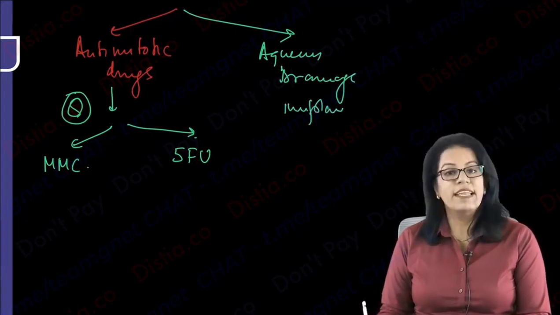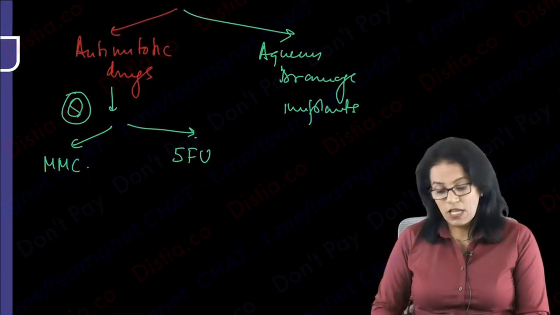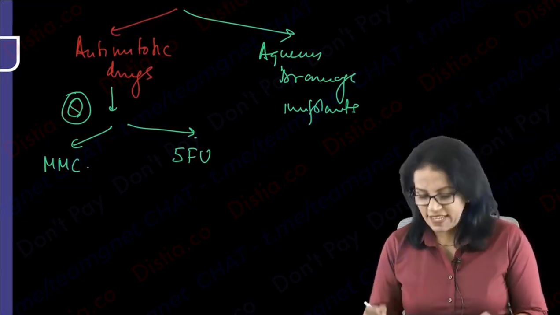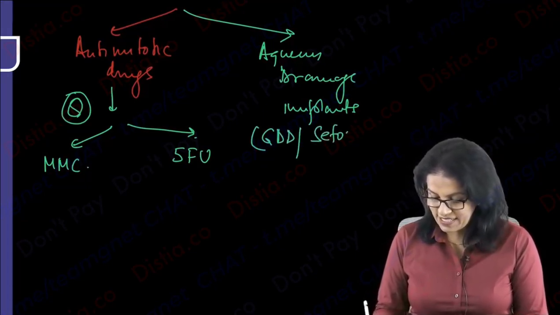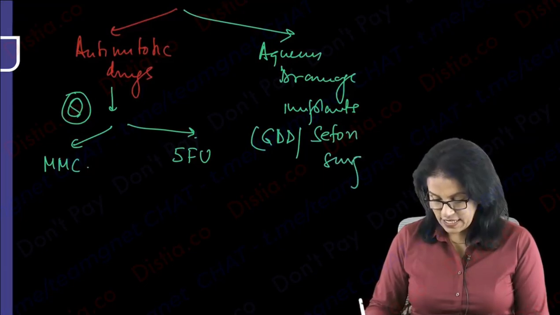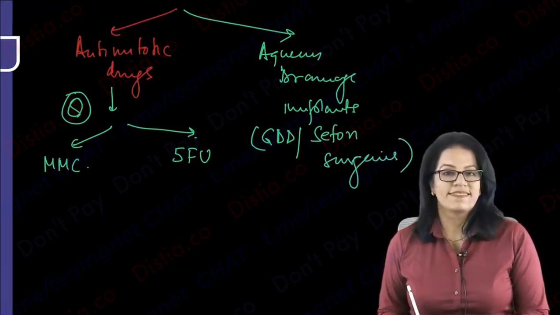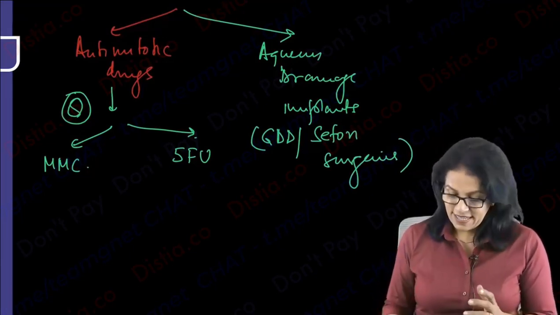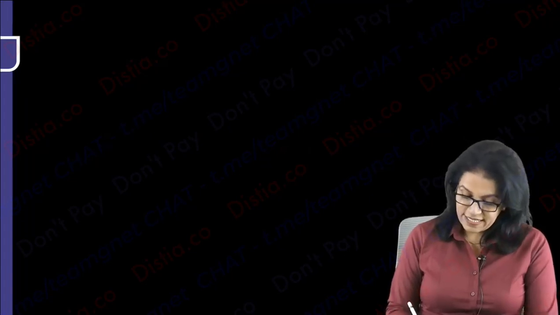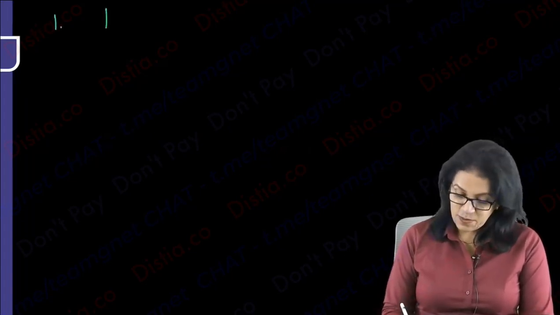So when I'm putting an aqueous drainage implant, all these glaucoma drainage devices, we can call them GDD, or you call them setting surgeries, right? When you're putting these devices, now, something more about these drainage devices. One type of drainage device you should know is your Express implant.